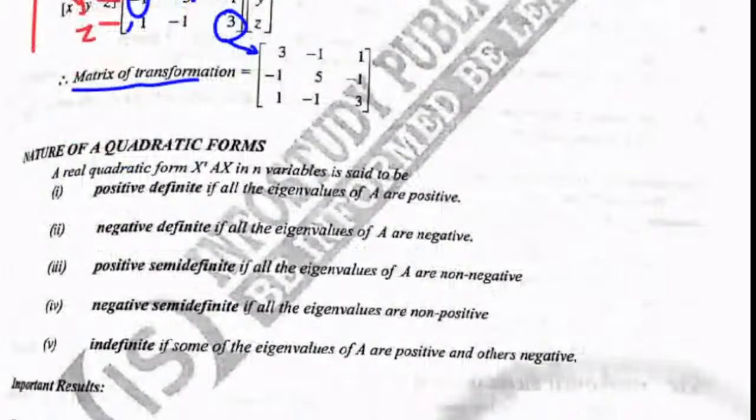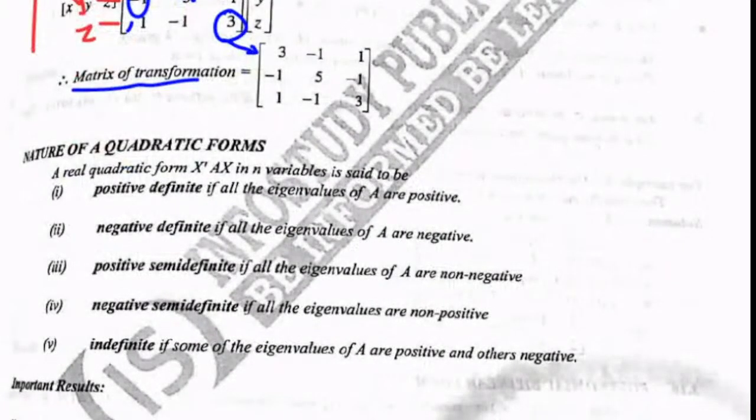So this is how we reduce the quadratic form 3x square plus 5y square plus 3z square minus 2yz plus 2zx minus 2xy into this matrix, this canonical form. So, nature of quadratic forms. This is a very important topic.